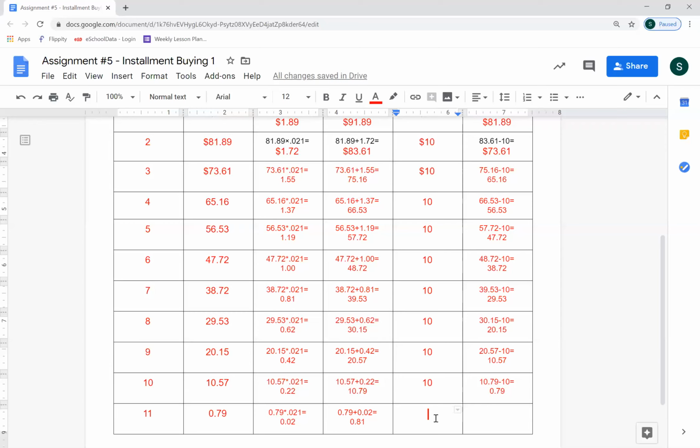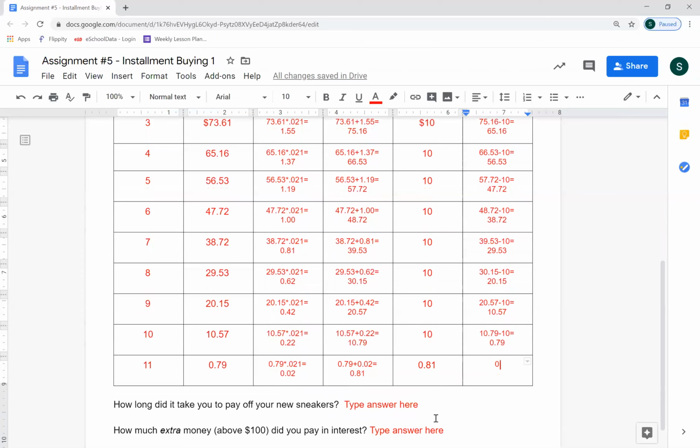Now here, you're not going to pay a full $10. You're not going to overpay. This time we just want to pay the 81 cents off. And now our balance is back to zero. Okay. So when we look at how long it took you to pay off your new sneakers using strictly the minimum payment, we were all the way down to month 11 before we got to our balance of zero. So it's going to take us 11 months.